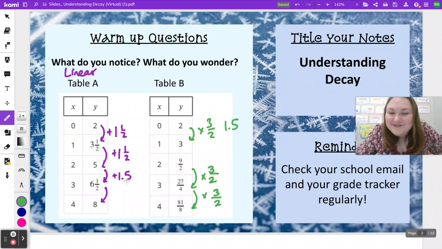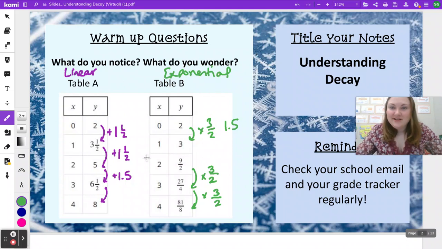So both of these patterns involve that 1.5. This first one is just adding 1.5, making it linear. And the second one is multiplying by 1.5 or 3/2. And because it's multiplying by the same amount each time, it makes it an exponential function in an exponential pattern.